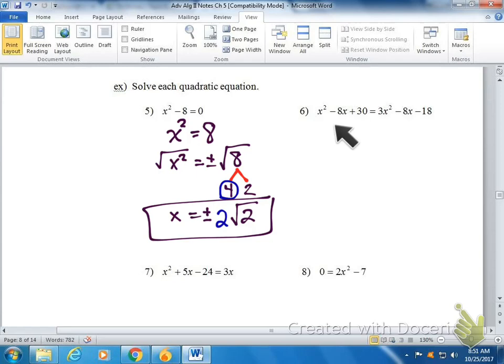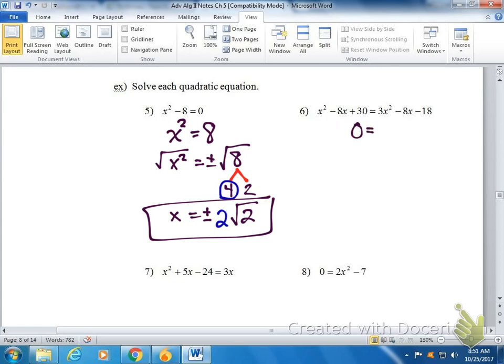So before I can do the square root method, I need to get everything to one side. Because I noticed that x squared, the smaller valued x squared, if I subtract x squared to this side, I'll get a positive 2x squared. So I'm going to get everything to the other side. That's what I'll be doing.